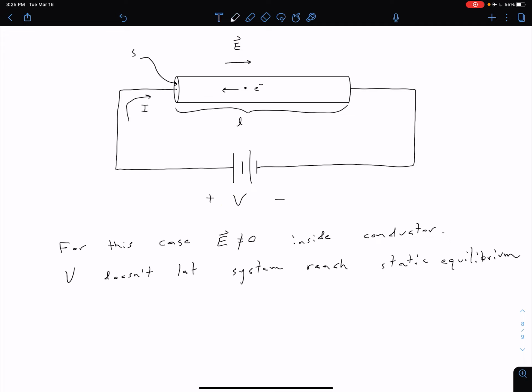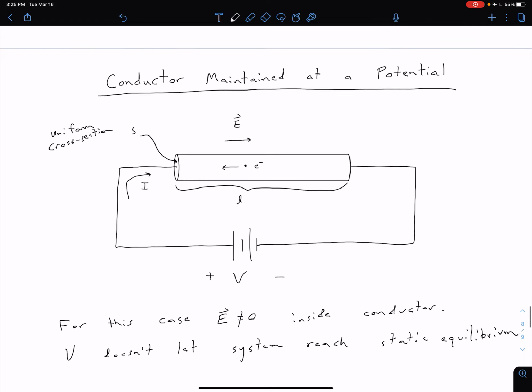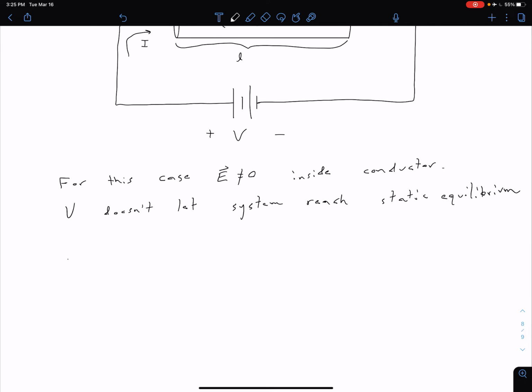Again, like I said, we have some uniform cross-section S. I've drawn this as a circular conductor, but of course we could have other shapes as well. Let's also assume that we have a uniform electric field. If that's the case, then the magnitude of our electric field is just going to be equal to voltage divided by the length of that conductor.